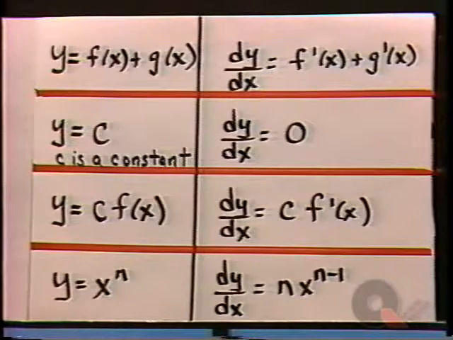The second rule says that if y is a constant, its derivative is 0. The derivative of a constant is 0. The third rule says that if y is a constant times a function of x, the derivative will be the constant times the derivative of the function. In other words, the derivative of a constant times a function is the constant times the derivative of the function. Okay, and the last one tells us how to differentiate x to the nth power. If y is x to the nth power, its derivative is nx to the n minus 1. That is the power times x to the 1 less power.